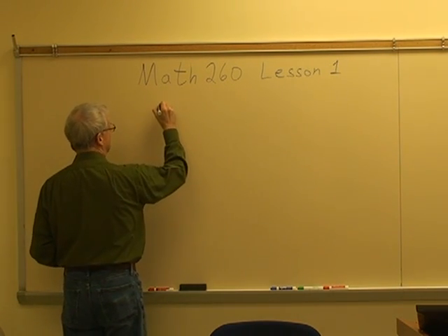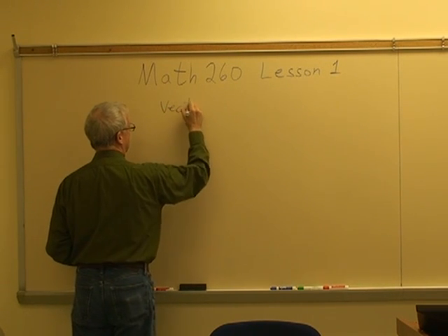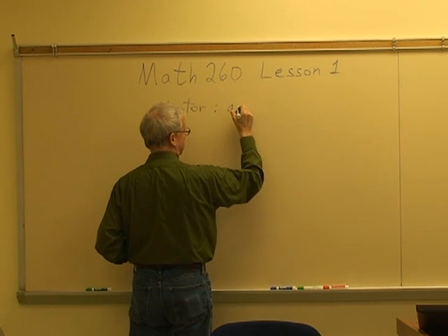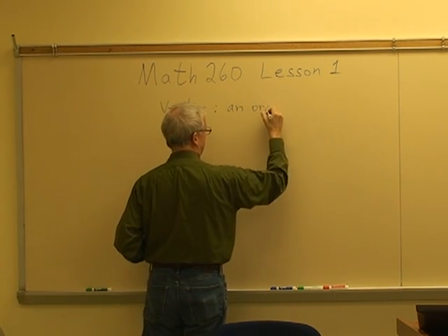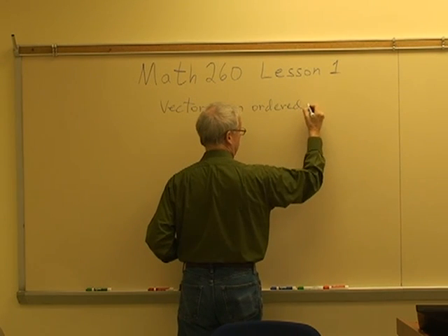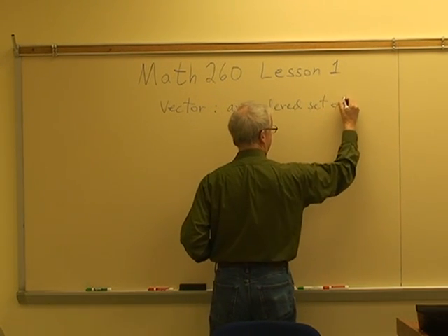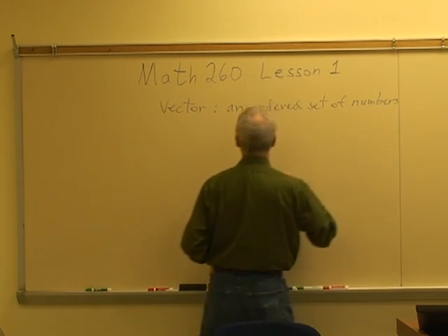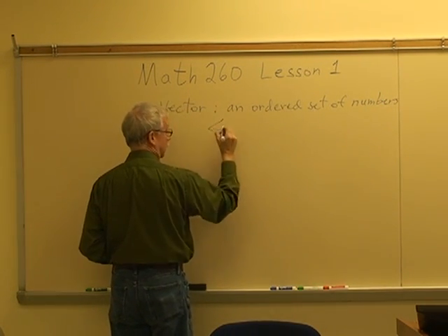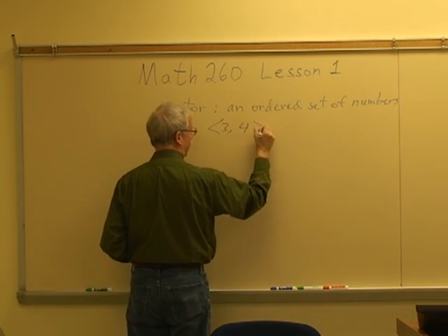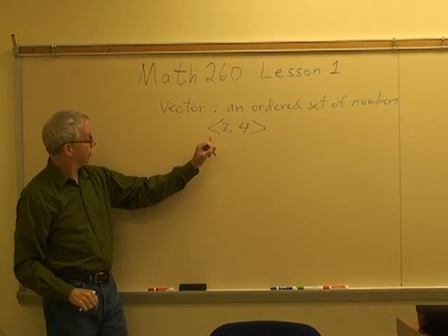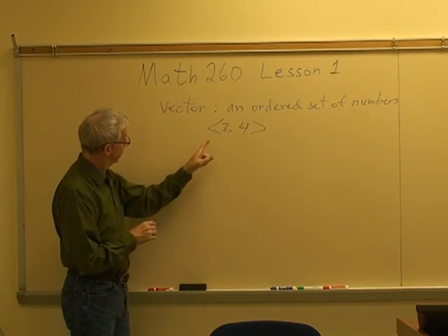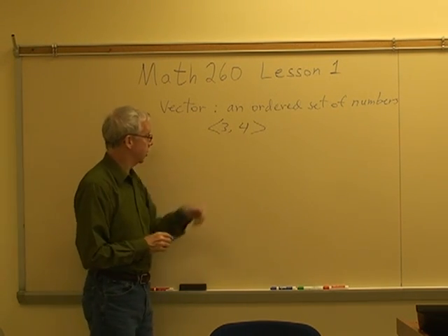Algebraically, I think of a vector as an ordered set of numbers. For example, we call this a two-dimensional vector because it's two numbers. Now, how is this connected to the geometry? Well, we can think of this as the x and y components of the vector.